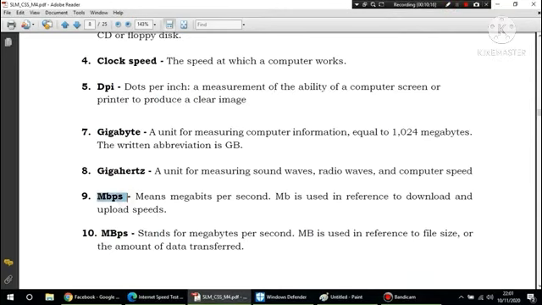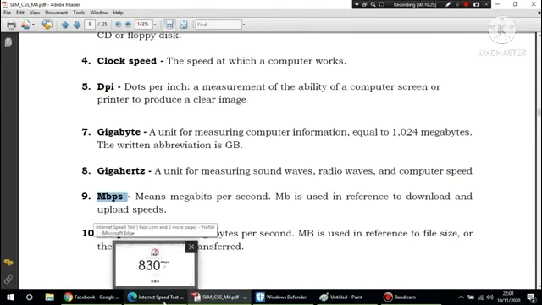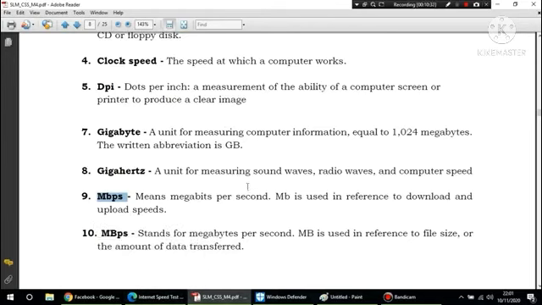Next, Mbps. As you observe, there are two, the small b and the big B. The difference is that the small b measures internet, downloads and uploads. And the capital B measures the amount of data transferred or copied, or any files that are copied into other files.